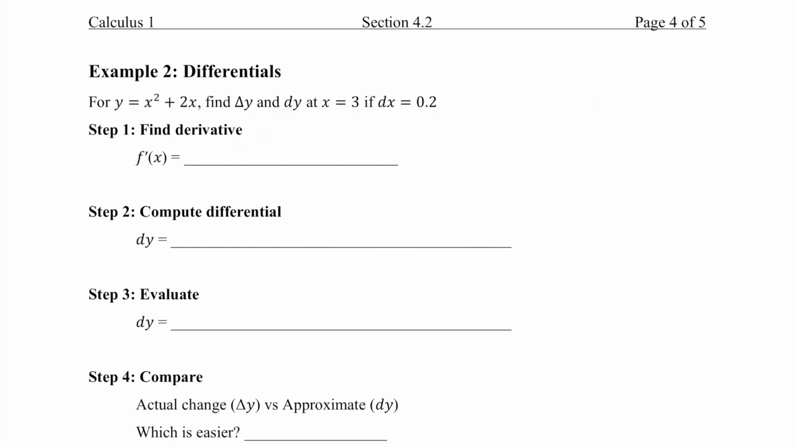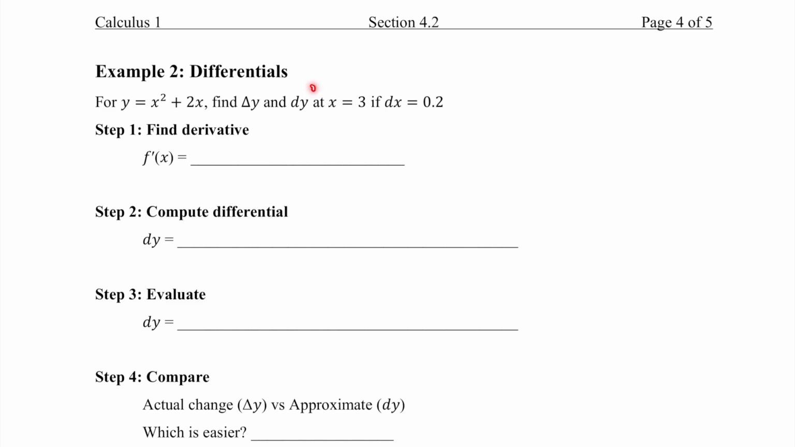Now, let's apply differentials to an example. We're given y equals x squared plus 2x. We want to find both the actual change, delta y, and the approximate change, dy, at x equals 3 when dx is 0.2. Let's find dy first. dy is the differential, which is the approximate change. These three steps are used to find dy.